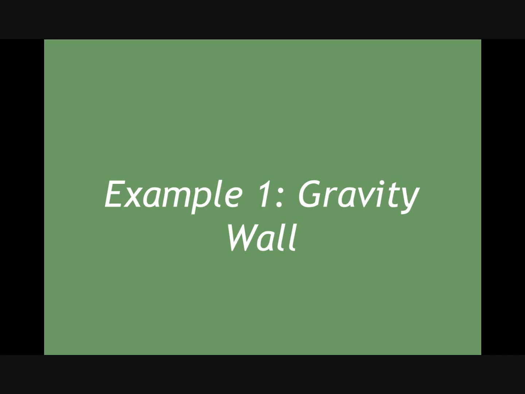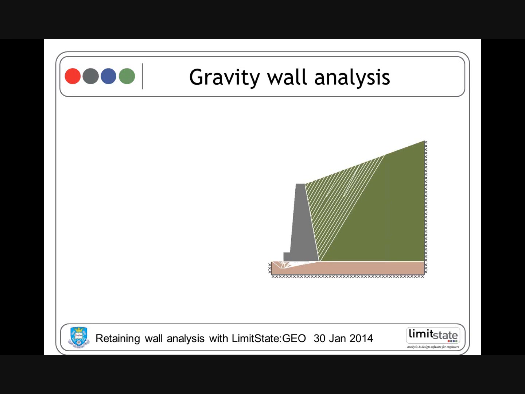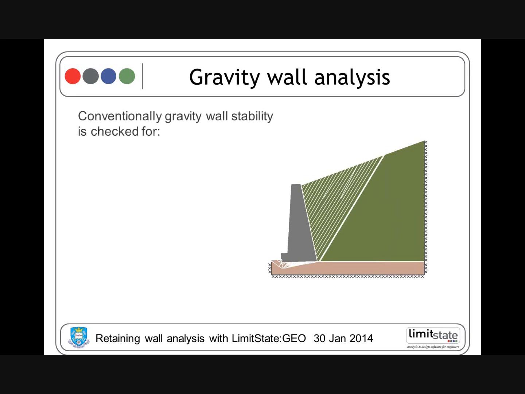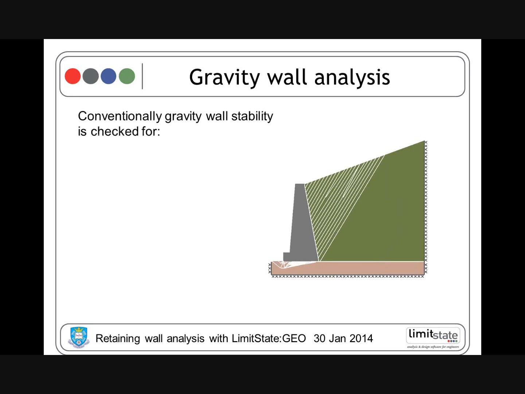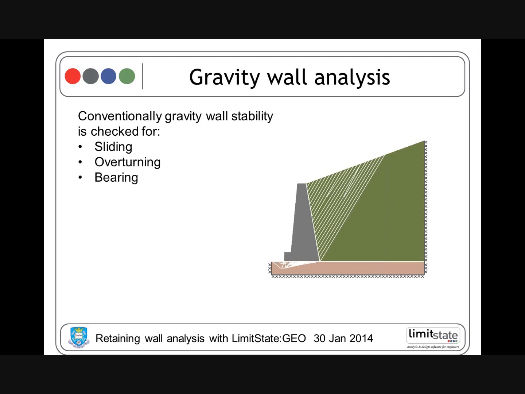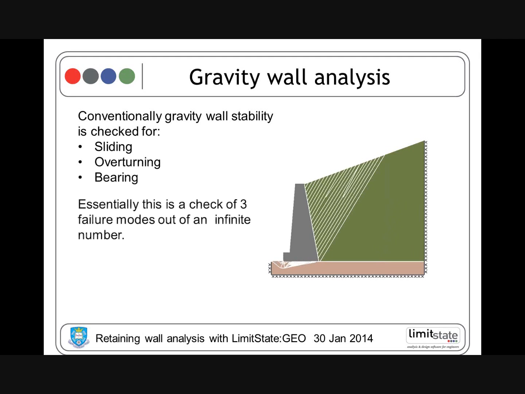So we'll look now at our first example of gravity wall analysis. Just by way of introduction, look at standard things that we might want to do in this case. So conventionally with a gravity wall, you may be interested in assessing its stability against sliding, overturning, or a bearing capacity failure. And essentially what you're doing there in conventional analysis is a check of 3 failure modes out of an infinite number. The actual failure mode may be some combination of the above 3 or something else you haven't envisaged.